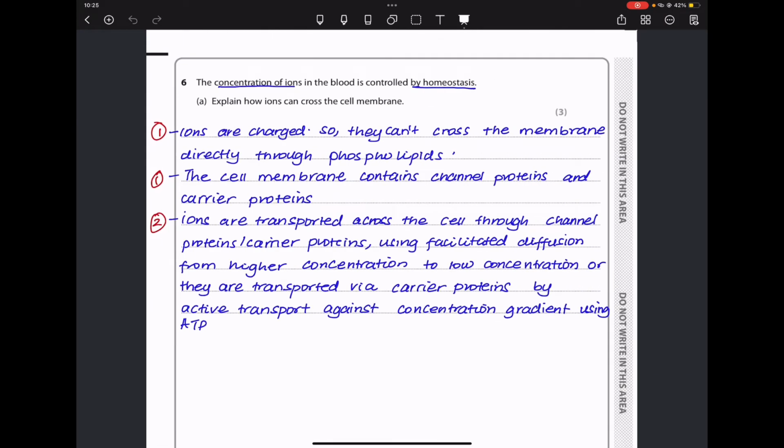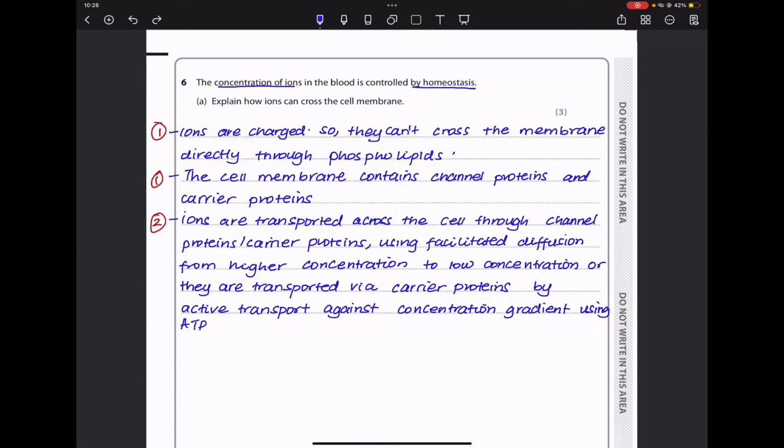Question 6, the concentration of ions in the blood is controlled by homeostasis. Explain how ions can cross the membrane. Ions cannot cross the membrane directly through the phospholipids, so they can go through channel proteins as well as carrier proteins. Carrier proteins transport both by active and passive transport, while channel proteins transport only by passive transport.